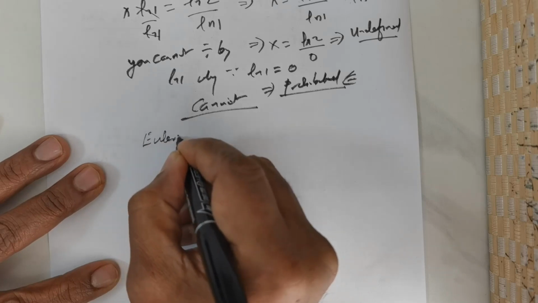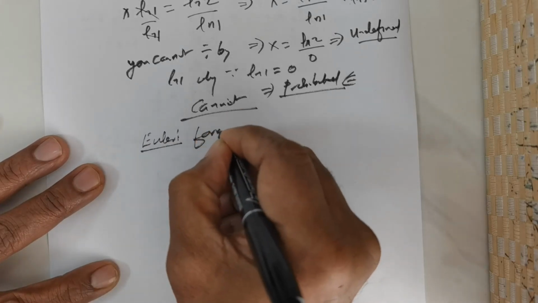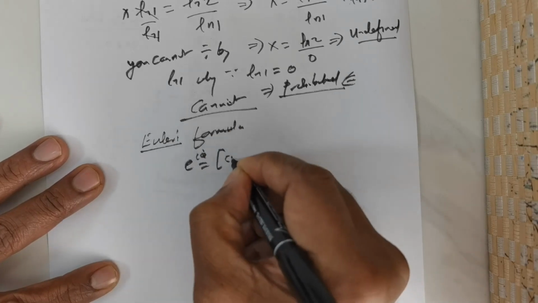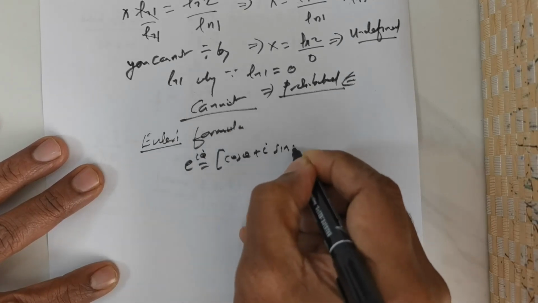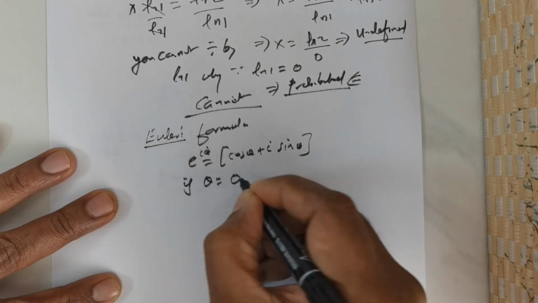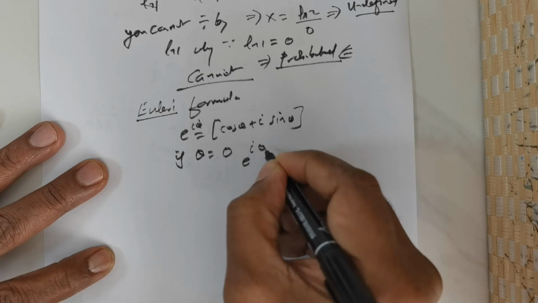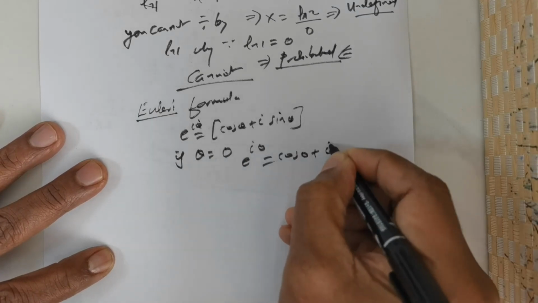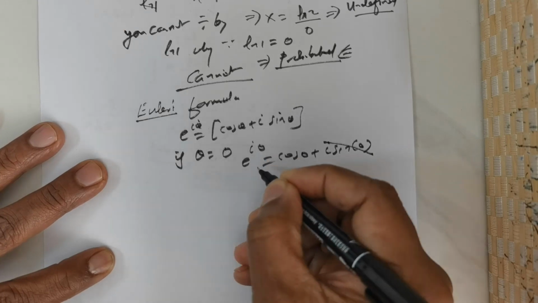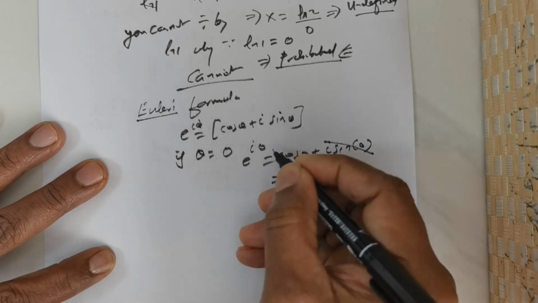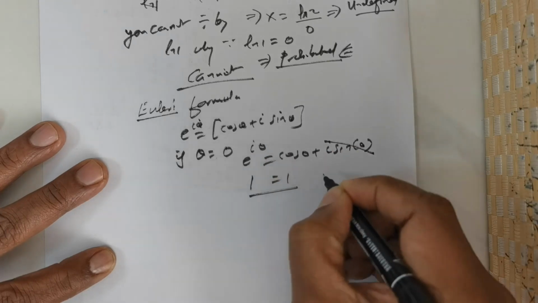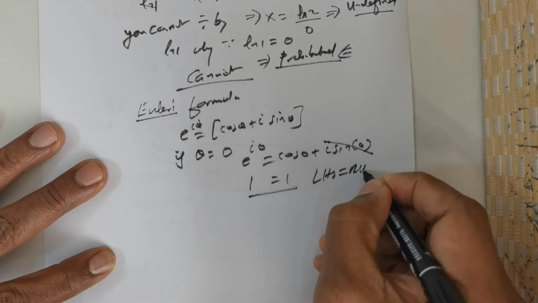Now Euler has given us a formula. This is called Euler's formula. What is this? e raised to the power of i theta is equal to cos theta plus i times sin theta. Now if I take theta is equal to 0, then I get e raised to the power of i times 0 is equal to cos 0 plus i times sin 0. This goes off. Cos 0 is 1. So e raised to the power of i times 0 is going to be e raised to the power of 0, and that is going to be 1. So left hand side is equal to right hand side.